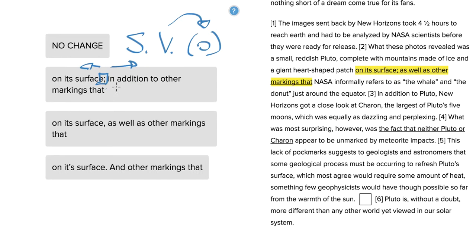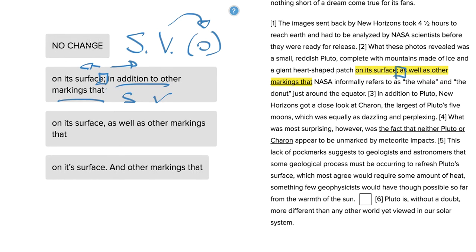So basically, "in addition to other markings" does not have a subject and a verb here. That NASA formula "refers to the well." This is not an independent clause following a semicolon. We have the exact same thing here after "on its surface" in the original.